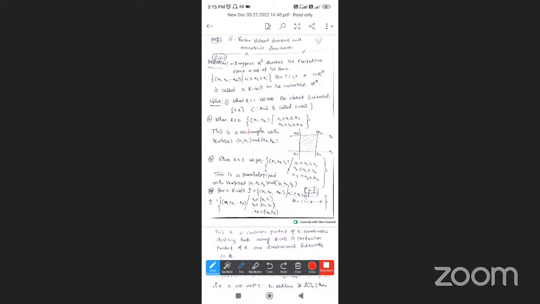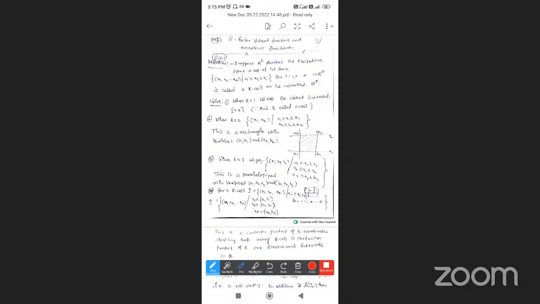Now k equal to 3, three-dimensional, with x1, x2, x3. This means a1 is less than or equal to x1 is less than or equal to b1, a2 is less than or equal to x2 is less than or equal to b2, and a3 is less than or equal to x3 is less than or equal to b3. This is a 3-dimensional array, a parallelepiped. So now it is a k-cell.